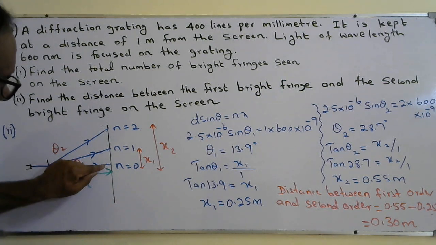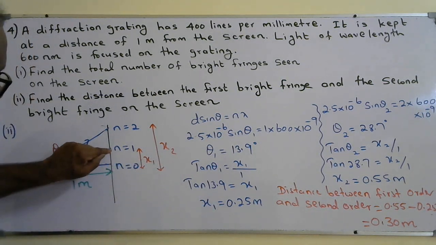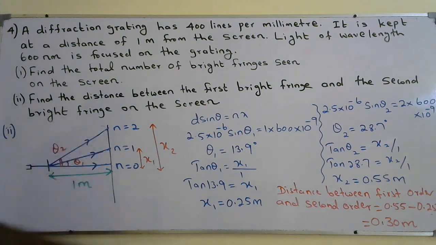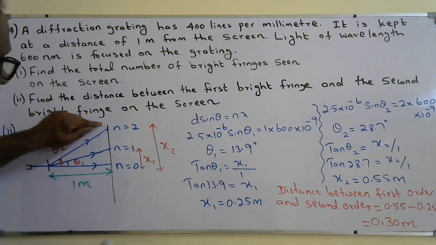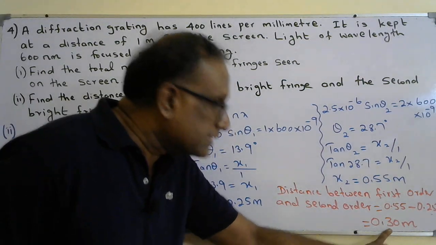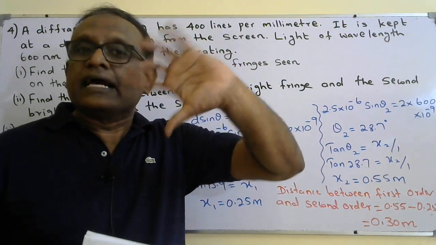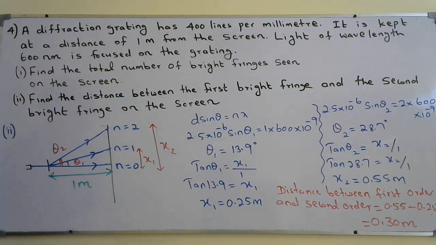The distance between 0th order and first order is 0.25, between first order and second order 0.30, increasing. Same way, try to find the distance between second order and third order, that will be more than 0.3. So the distance between the adjacent orders will increase. I already explained that in my theory.